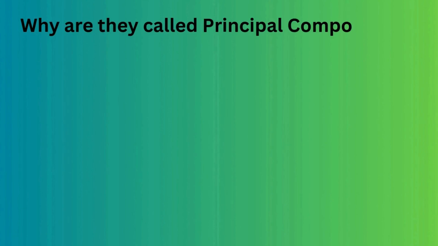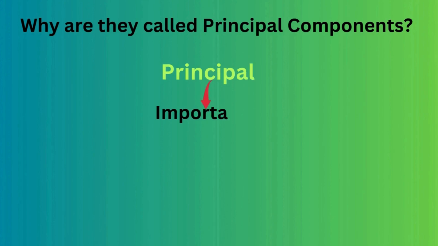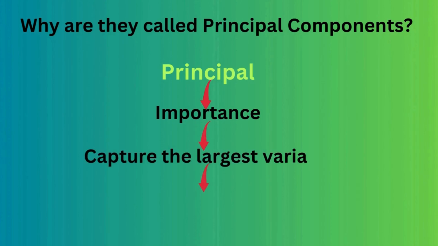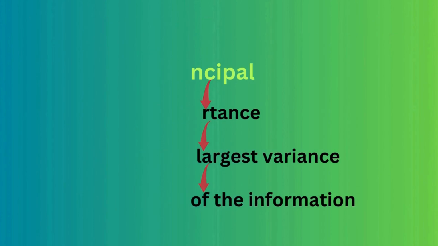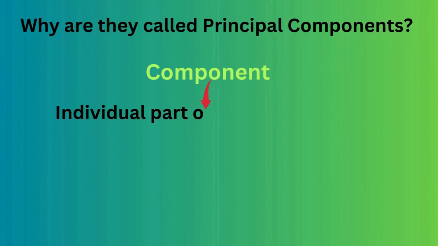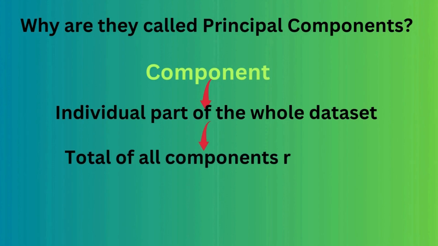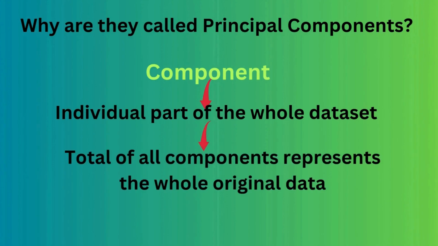Now, the question is why we call it principal components? The term principal means importance or priority. The extracted components are the most important or dominant directions in the data that capture the largest possible variance or spread, where most of the information is stored. The word component refers to an individual part of a larger whole. Each principal component is a part of the whole original variables and represents a combination of the original variables. A total of all components represents the whole original data.